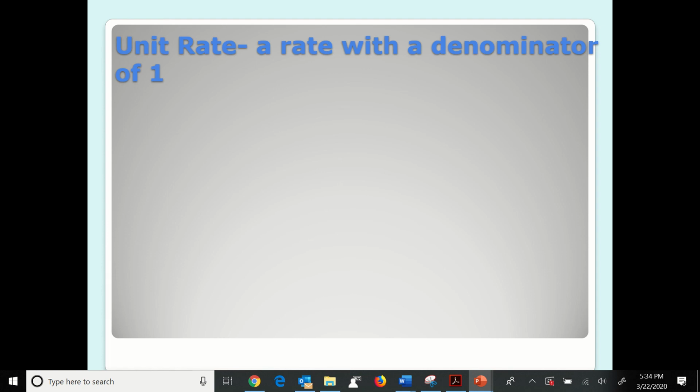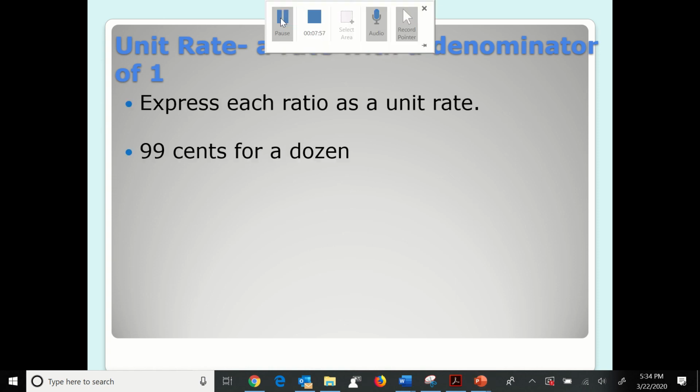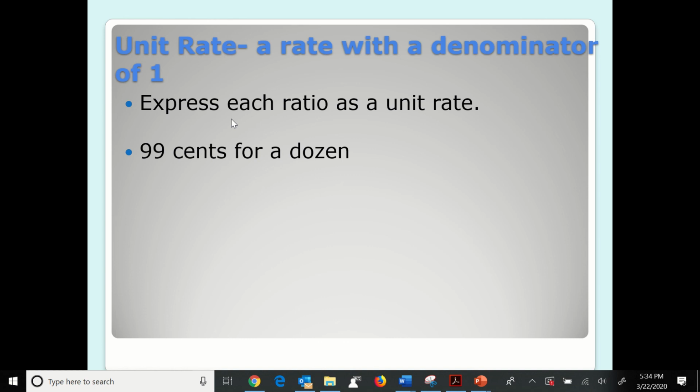That ounce is in the denominator and is per 1 ounce. So you have a denominator of 1. So let's work this first one out together. 99 cents for a dozen. We're going to find the unit rate, which means we need to have a denominator of 1. So let's write this out.